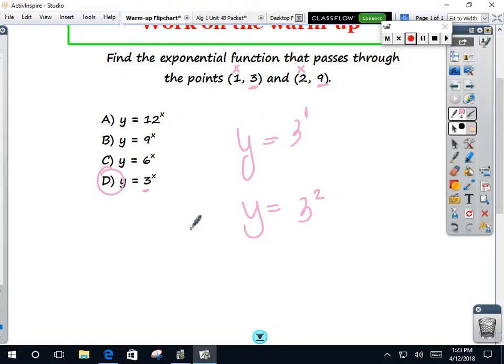Does that make sense? Okay, now turn in your packets to page 7. Turn in your packets to page 7.